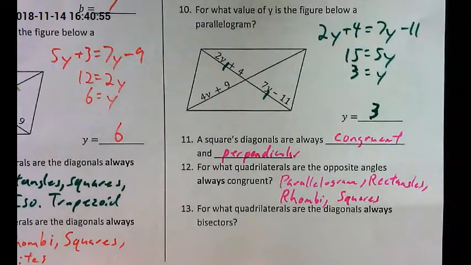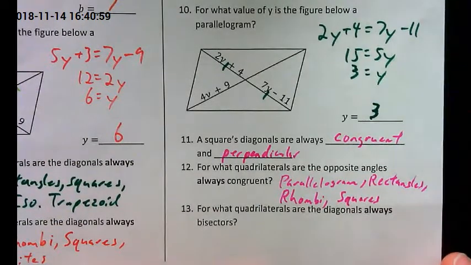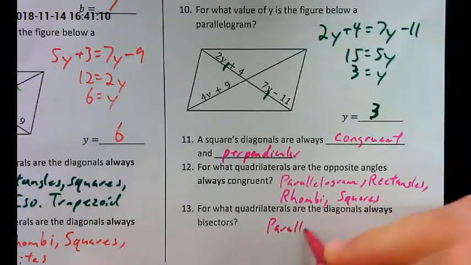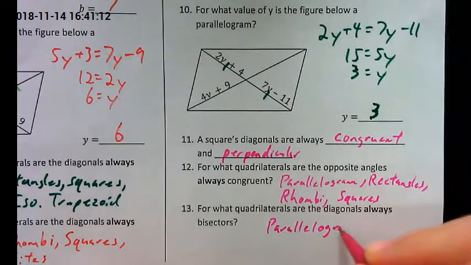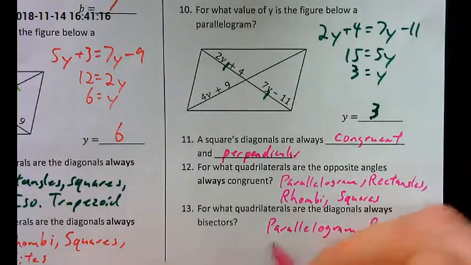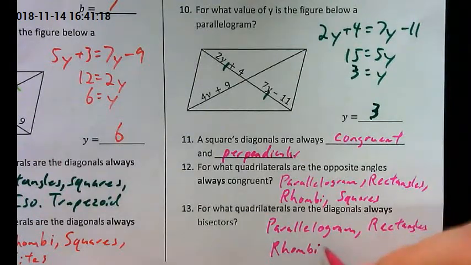For number 13, for what quadrilaterals are the diagonals always bisectors? Parallelogram, rectangle, rhombus, and square. Same answers, because parallelogram is where we had this, right? So since it works for a parallelogram, it works for all those subcategories of a parallelogram. Rectangles, rhombi, and squares.